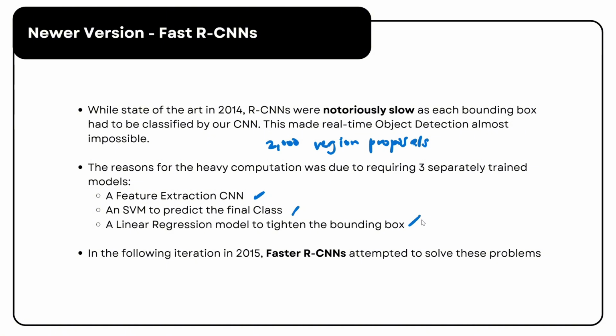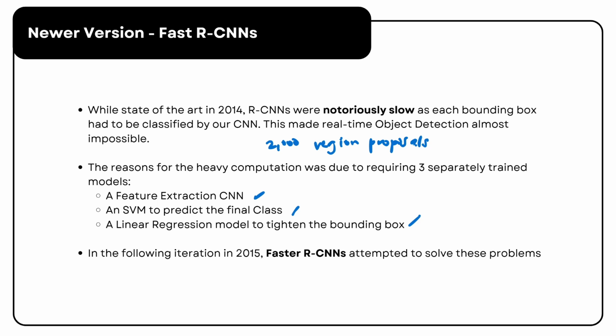This meant that three different models had to be trained and used per proposal: a CNN for features, an SVM for classification, and a regressor for adjustment. As you can imagine, this made real-time object detection practically impossible. It could take minutes per image, even on powerful hardware.